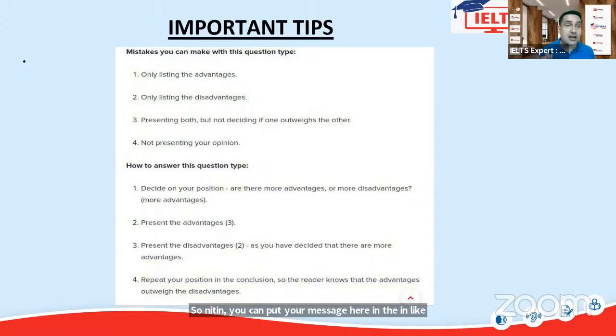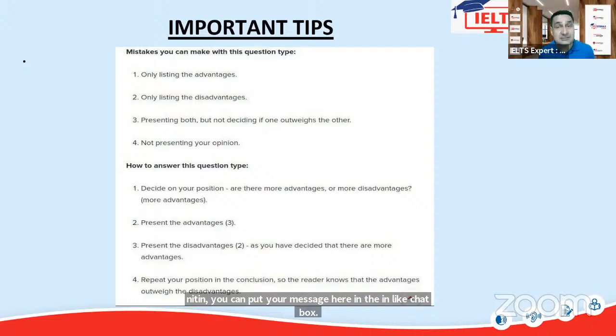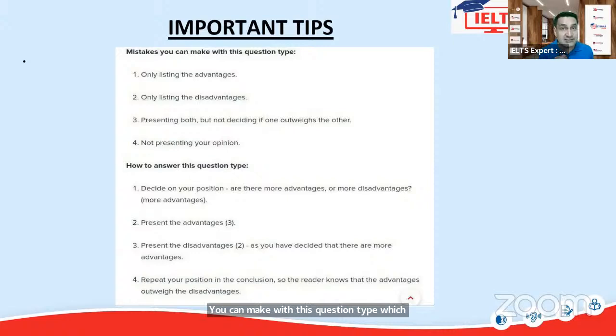So firstly, we are going to look at mistakes you can make with this question type: which one outweighs the other, or the advantages or disadvantages? Only listing the advantages would be a mistake. Only listing the disadvantages, thinking the given topic has only disadvantages so I would write only disadvantages, why should I write advantages? I do not even think so. You can see that this would be a mistake.